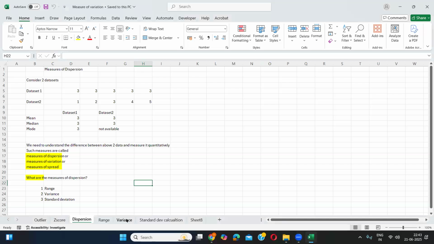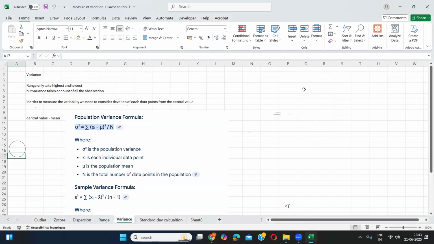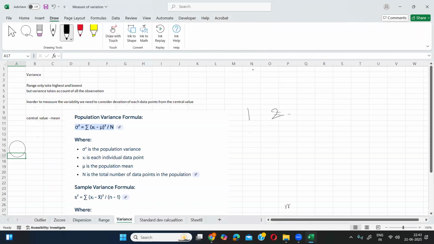Okay, so we will start. We will break down the formula. First, let's consider simple data: 1, 2, 3, 4, 5. In the range, we had considered only 1 and 5 in order to find the quantitative value. But we will consider each and every point. So first, the mean of the data. Mean equals 3, the average of all 5.